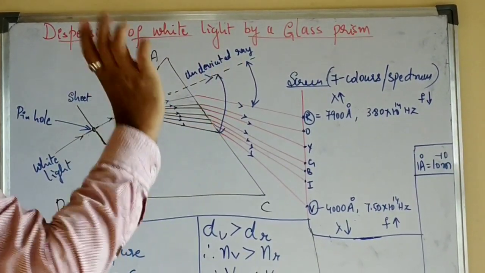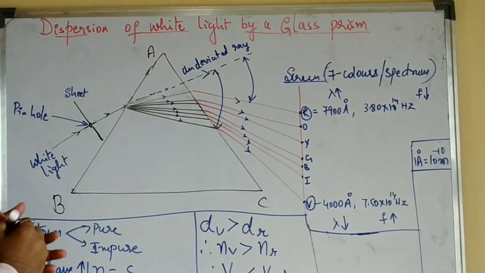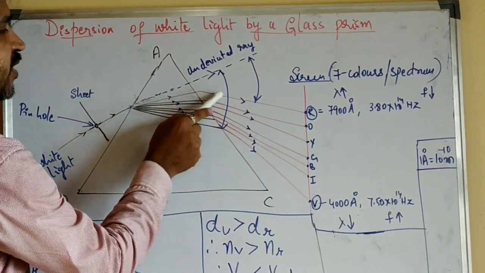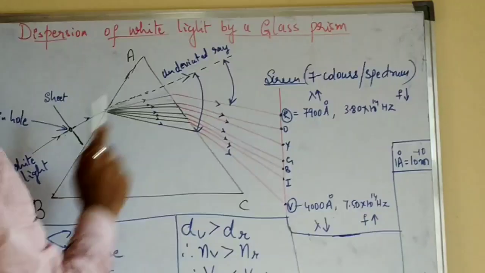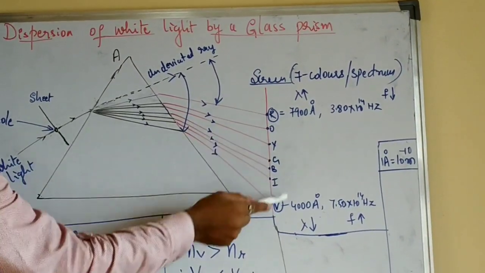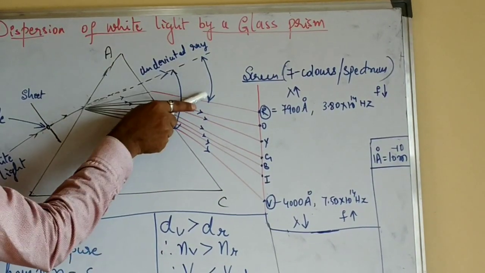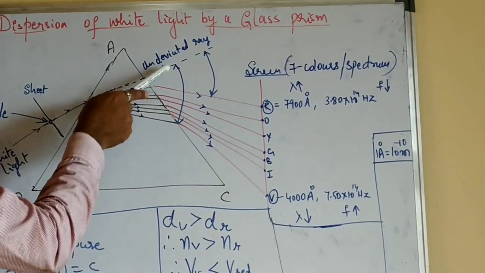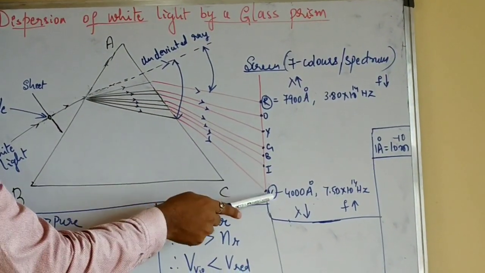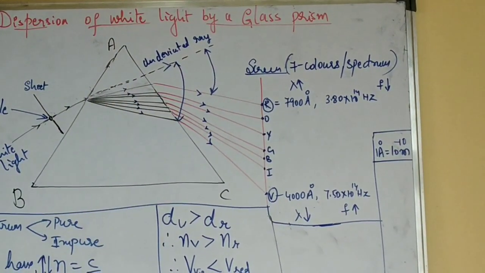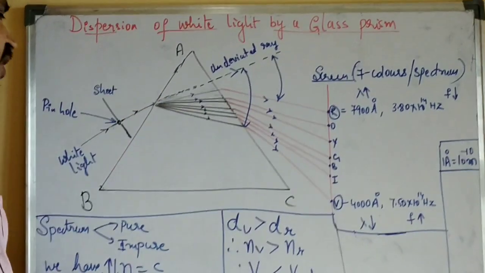It means deviation is large, deviation is greater. Compared to what? Compared to this first color, that is red. You can see at the top color, this is bottom, this is topmost, that is red. See the deviation. The deviation is less, right? So deviation of the violet color is greater than the deviation of the red color. This is the observation that we are making here.